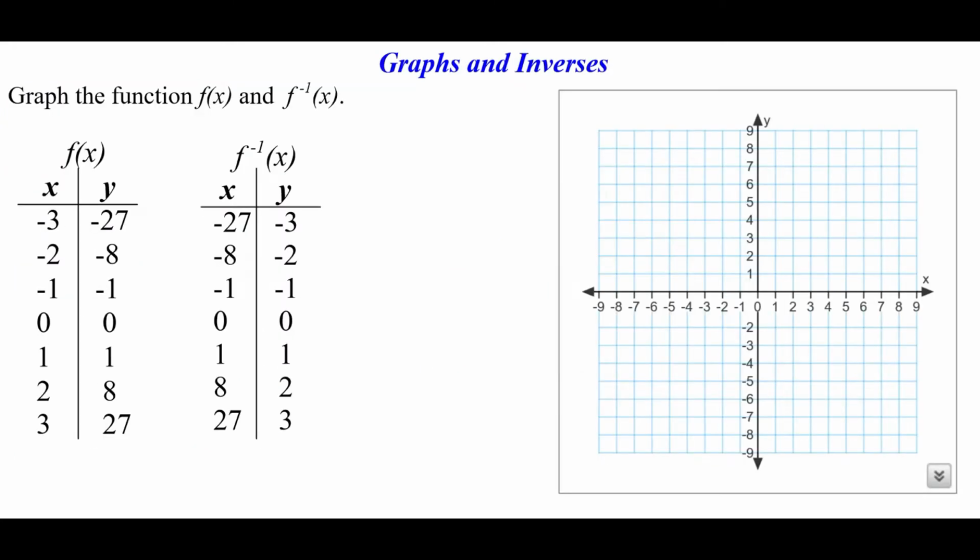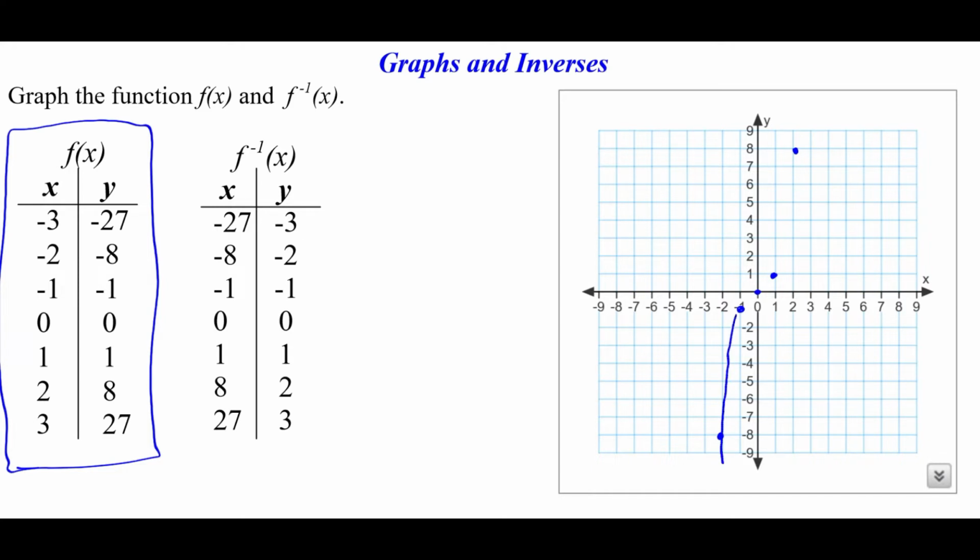Okay, so if we look at the graph of a function and its inverse, let's graph this in blue here. Plot some of these points: negative 2, negative 8; negative 1, negative 1; 0, 0; 1, 1; 2, 8. The 3 and negative 3 points are not going to fit on our graph here. If we connect these dots, hopefully you recognize that as your cubic function.